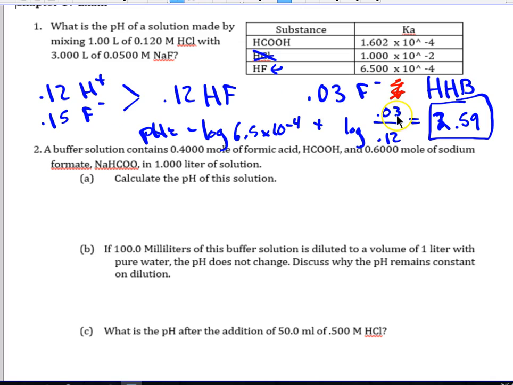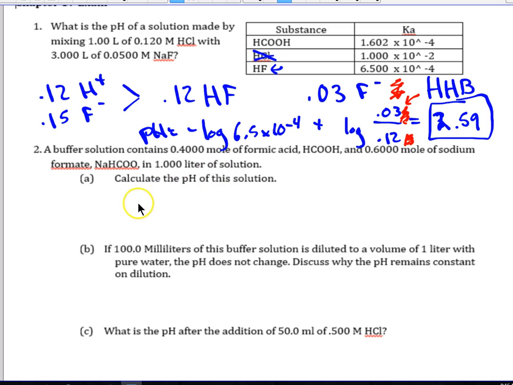So 1.15. Okay, now I had this short discussion with Isaac earlier. These should technically be concentrations, but in a buffer it's nice because they're all in the same volume. So if we divide by 3 up here and we divide by 3 up here, it doesn't matter mathematically. Does that make sense? All right. So anyway, moving on.